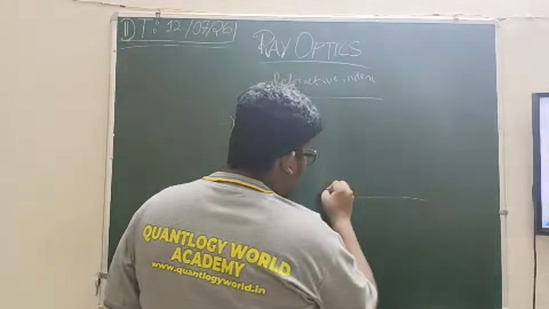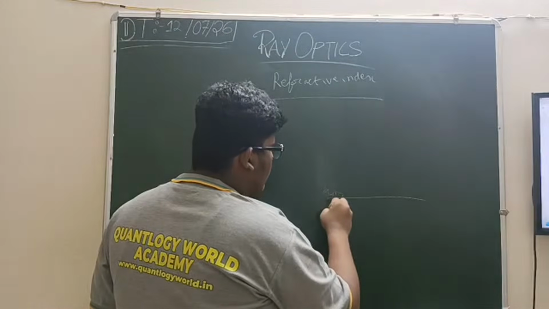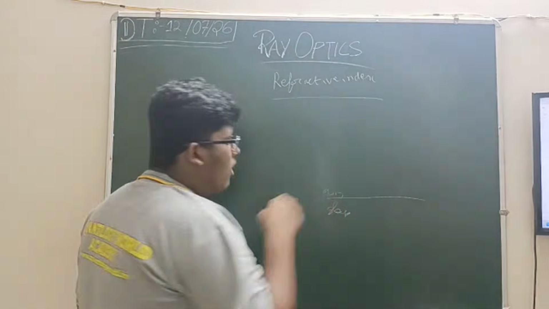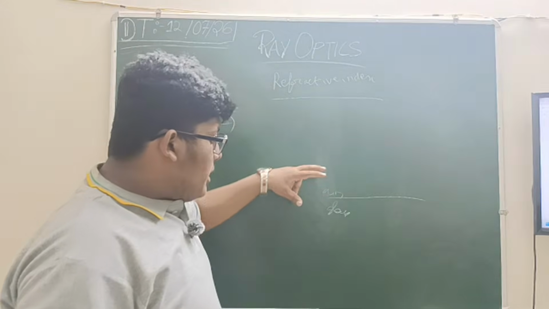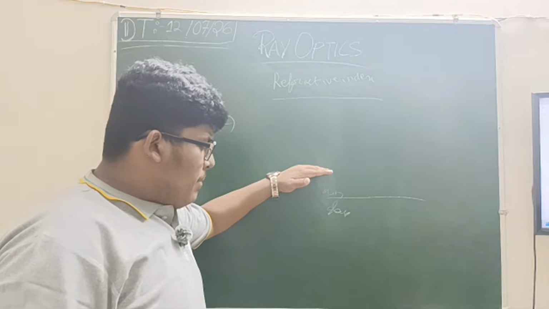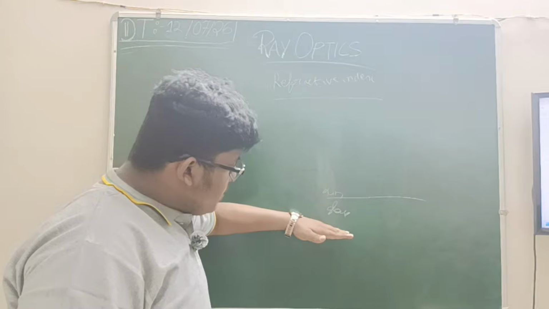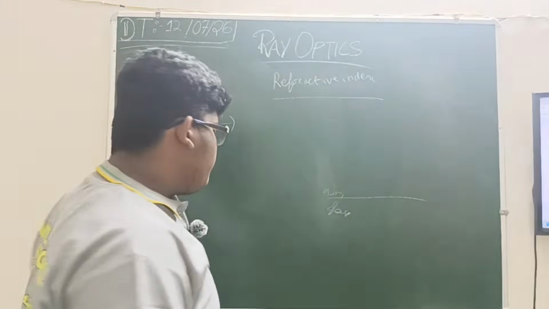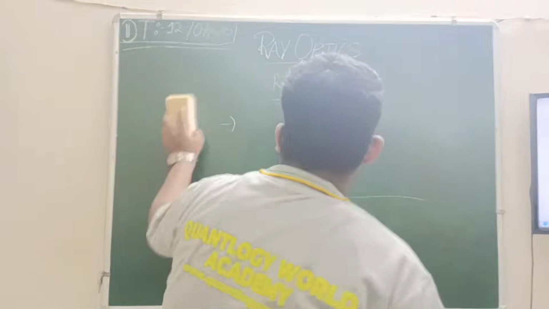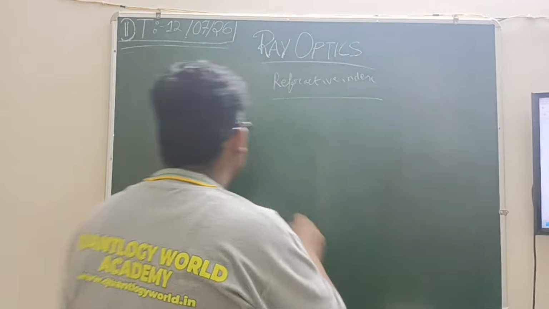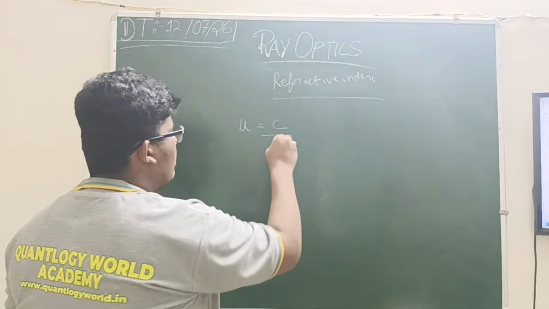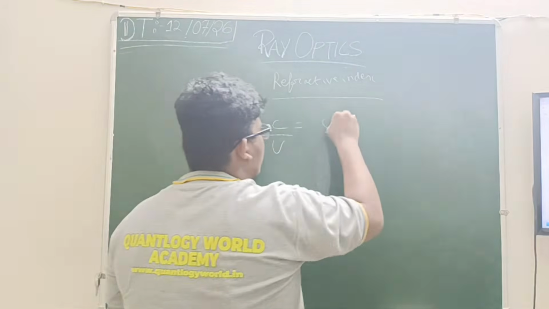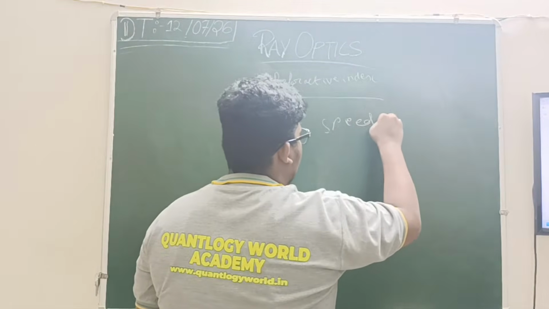For example, this medium is air and this is glass. How can we find out the refractive index of glass? The formula is the speed of light in air or vacuum divided by the speed of light in the glass medium. We denote refractive index as mu. The formula for mu is C by V. What is C? Speed of light in air or vacuum.